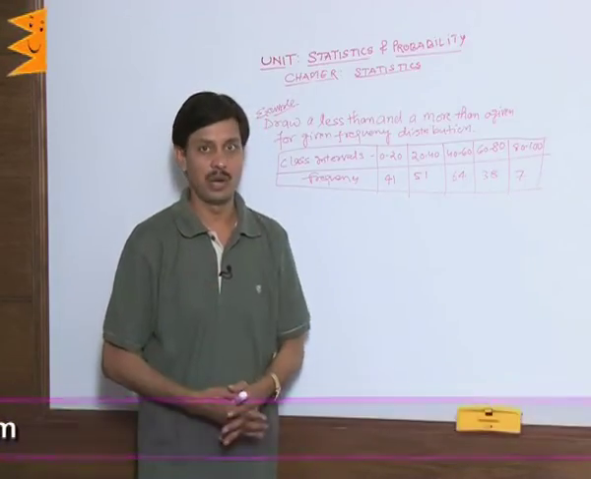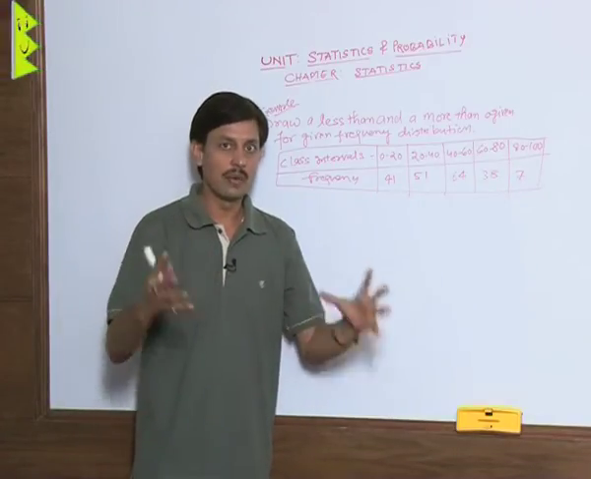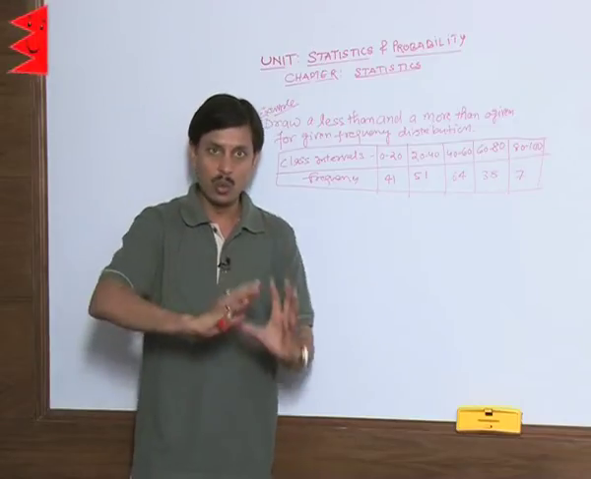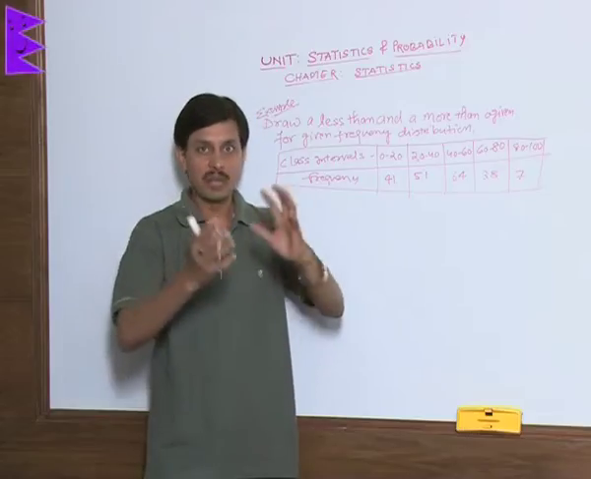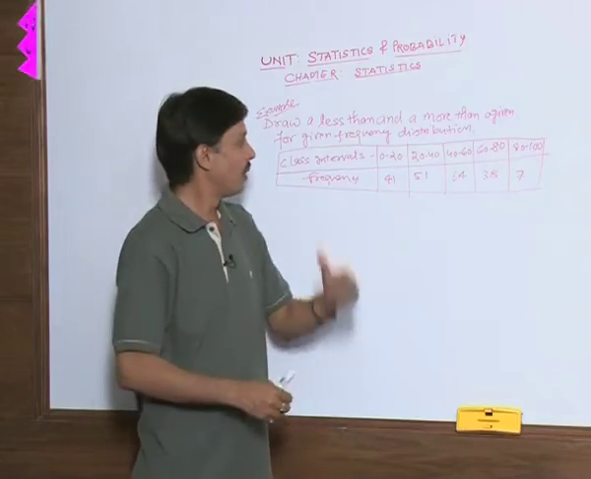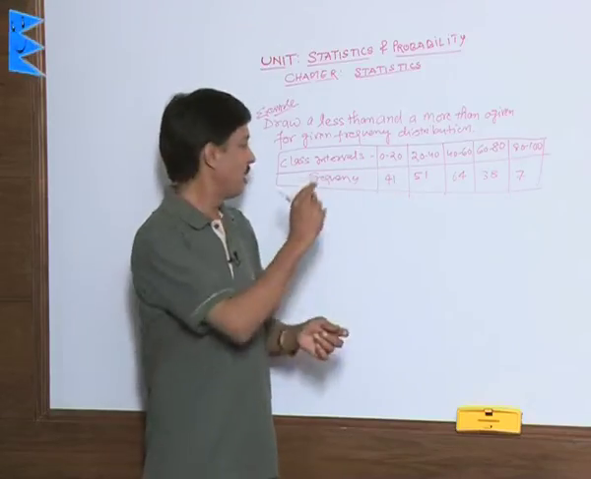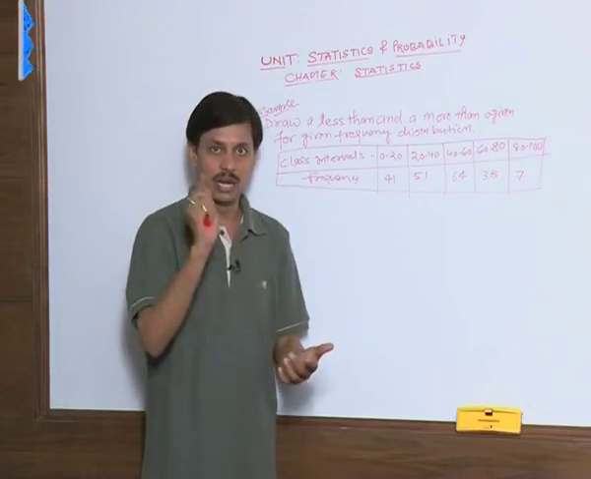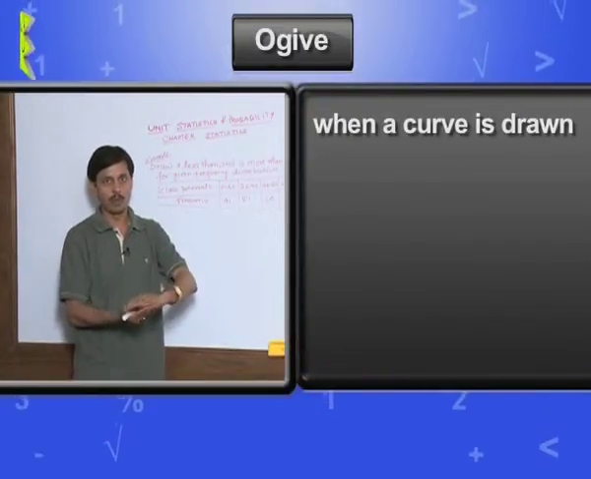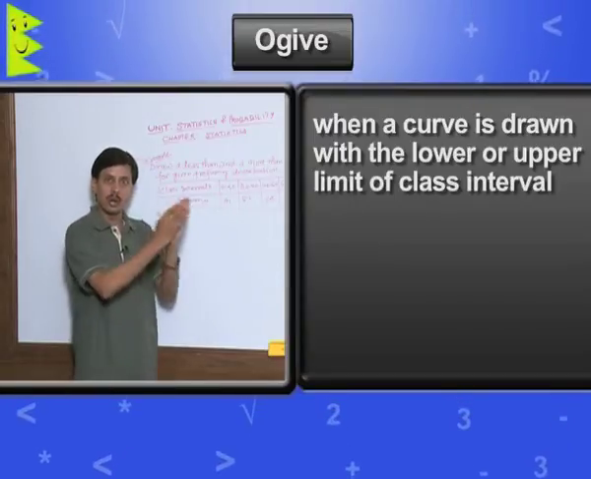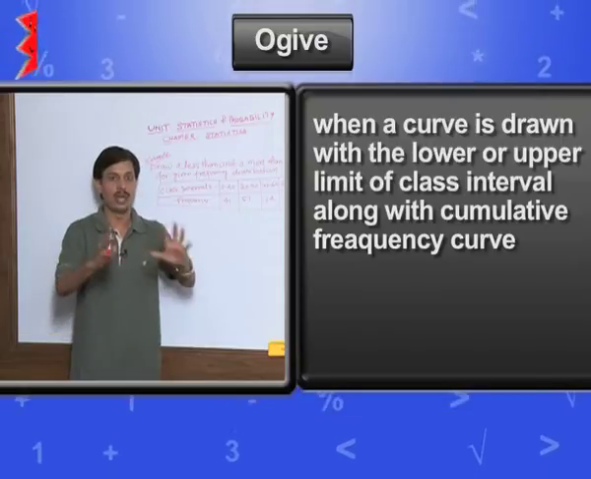where the bar graphs are important, then histograms, then frequency polygons, and after all this we need to draw a curve where the cumulative frequency has some relation with the class interval, that is the observation. When a curve is drawn with the lower limit or upper limit of the class interval along with cumulative frequency, the curve is known as the ogive.